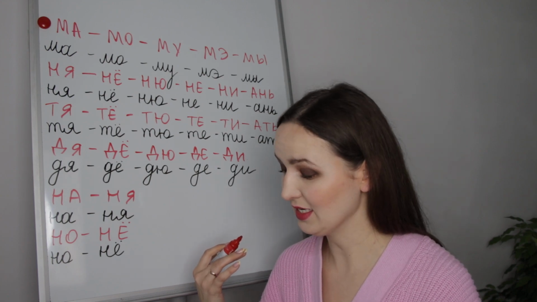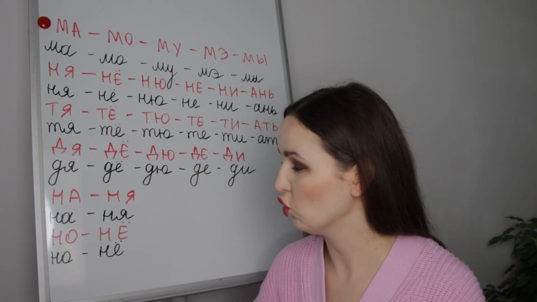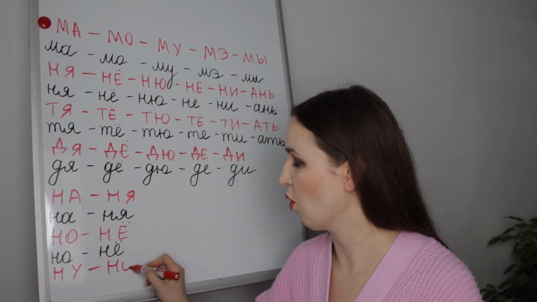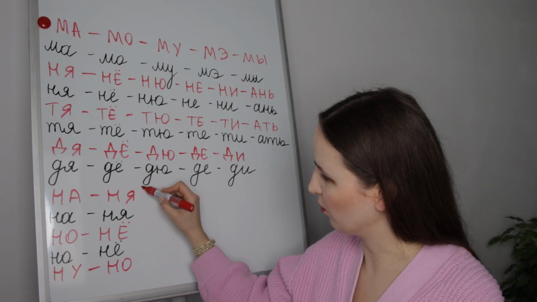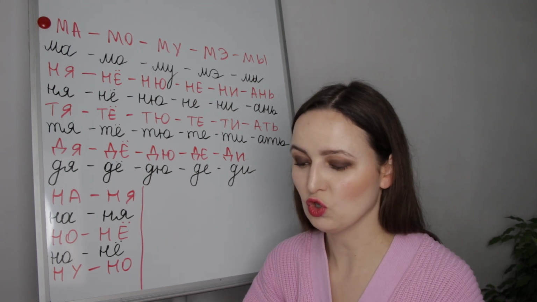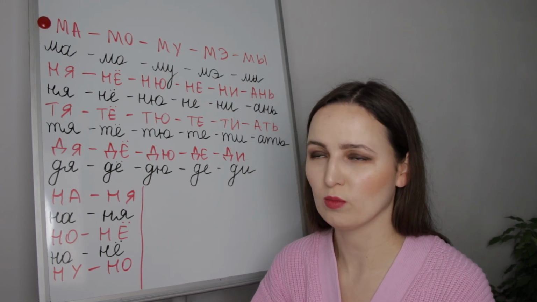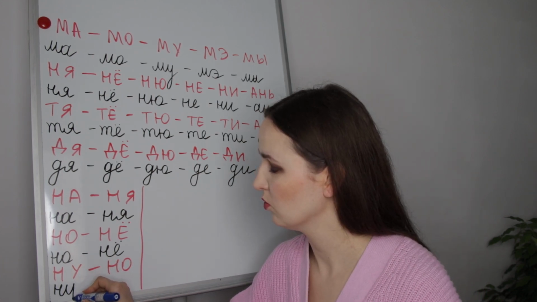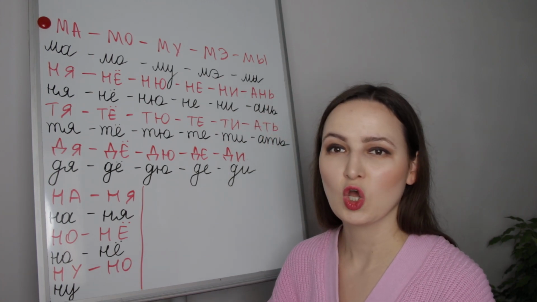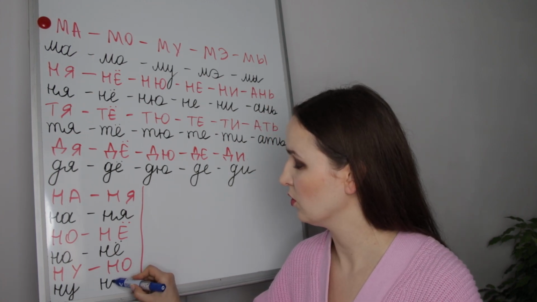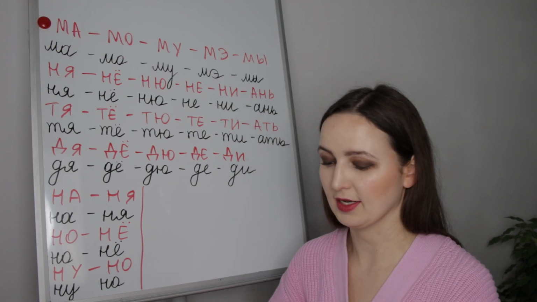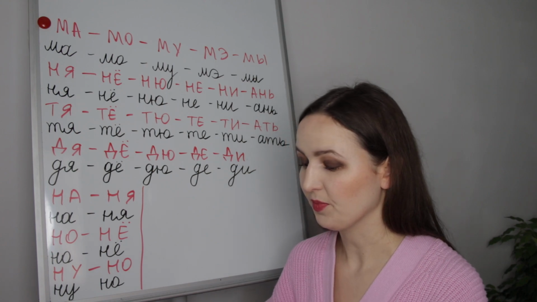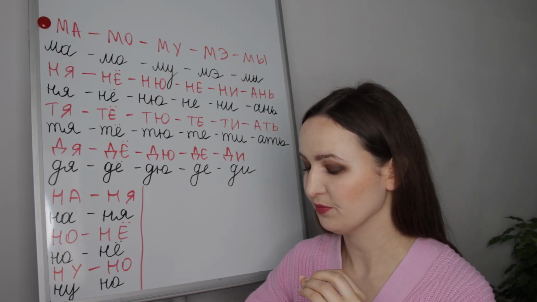Next pair is ну, но. Ну, но, ну, но. Let's write them. Ну, но, and create a connection. Хорошо. Дальше.